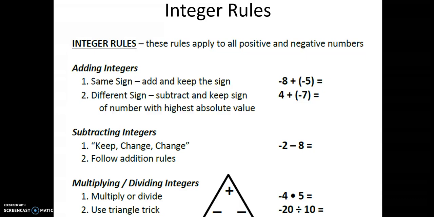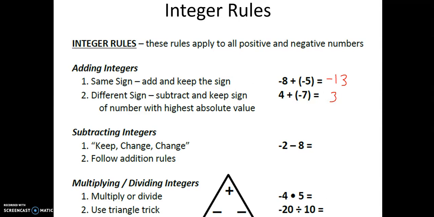So here we have the same sign, negative 8 plus negative 5. So they have the same sign, so we're adding 8, 9, 10, 11, 12, 13, and keeping that sign. So that sign is a negative 13. Okay. And then on the next one, they have different signs, so we know we're subtracting. Let's write that sign first. Keep the sign on the greater absolute value. It is going to be a negative. And then 7, 6, 5, 4, 3, negative 3.